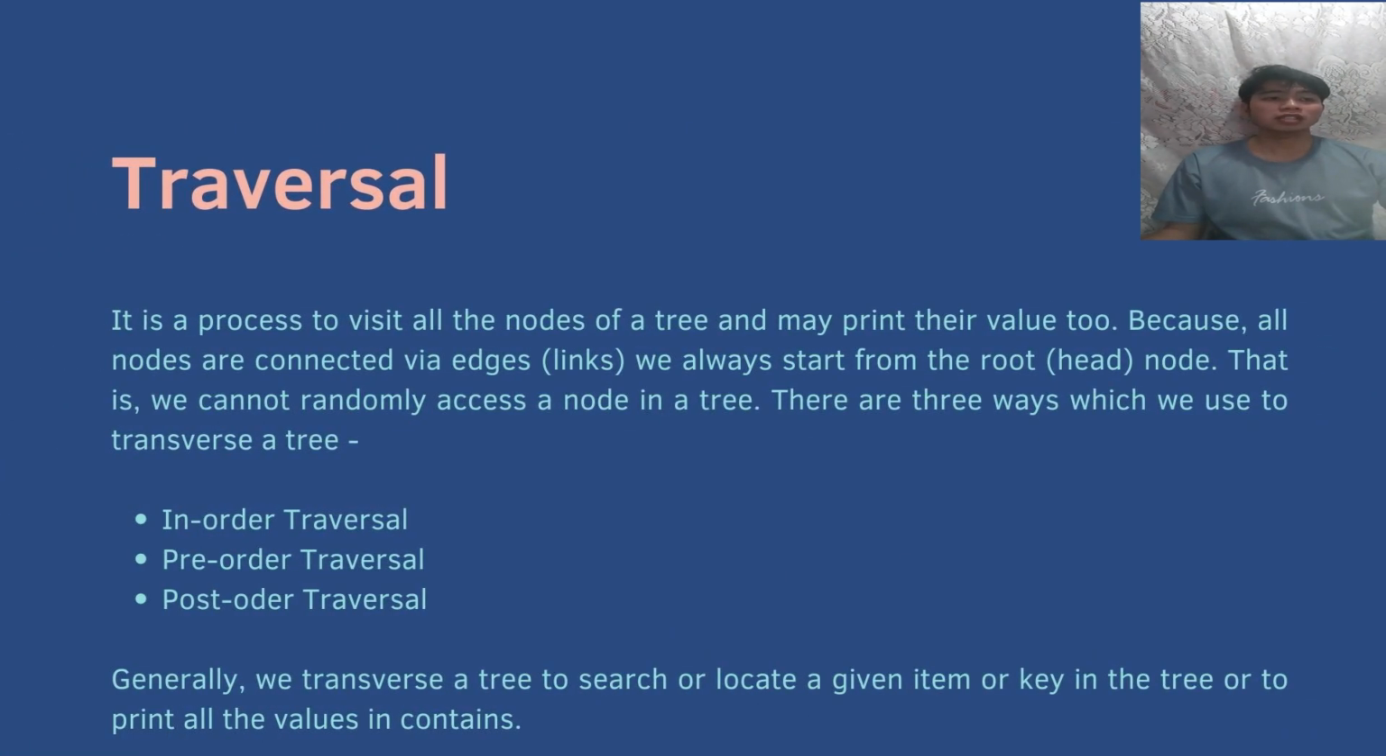Traversal is the process to visit all the nodes of the tree and print their values too. Because all nodes are connected via edge links, we always start from the root head node, so we cannot randomly access a node in a tree.